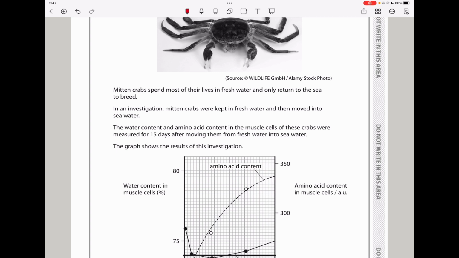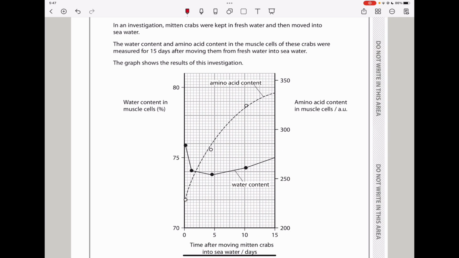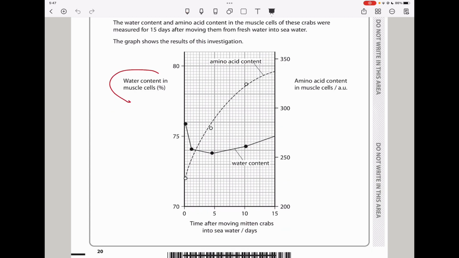The water content and amino acid content in the muscle cells of these crabs were measured for 15 days after moving them from fresh water into seawater. The graph shows the results of this investigation. So let us see here. We can see the vertical axis has water content in the muscle cells. The horizontal axis has the time after moving mitten crabs into the seawater.